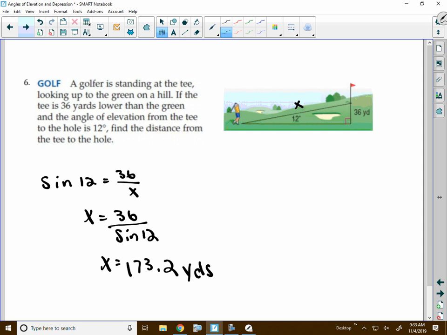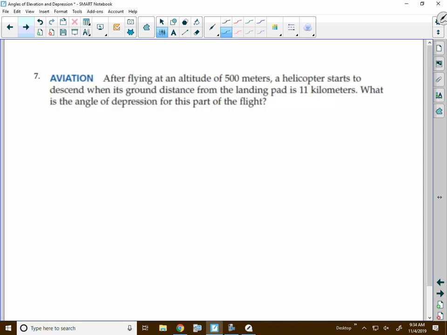All right, number 7. We're in number 7 together. Any questions on 6 before I move on? Now we're going to be dealing with descending or looking down, so that'll be angle of depression. We haven't really had that yet. After flying at an altitude of 500 meters. Now, what does altitude mean when it comes to a plane? Up, down, what else? How high off the ground it is. Okay, so our distance off the ground is going to be 500 meters.